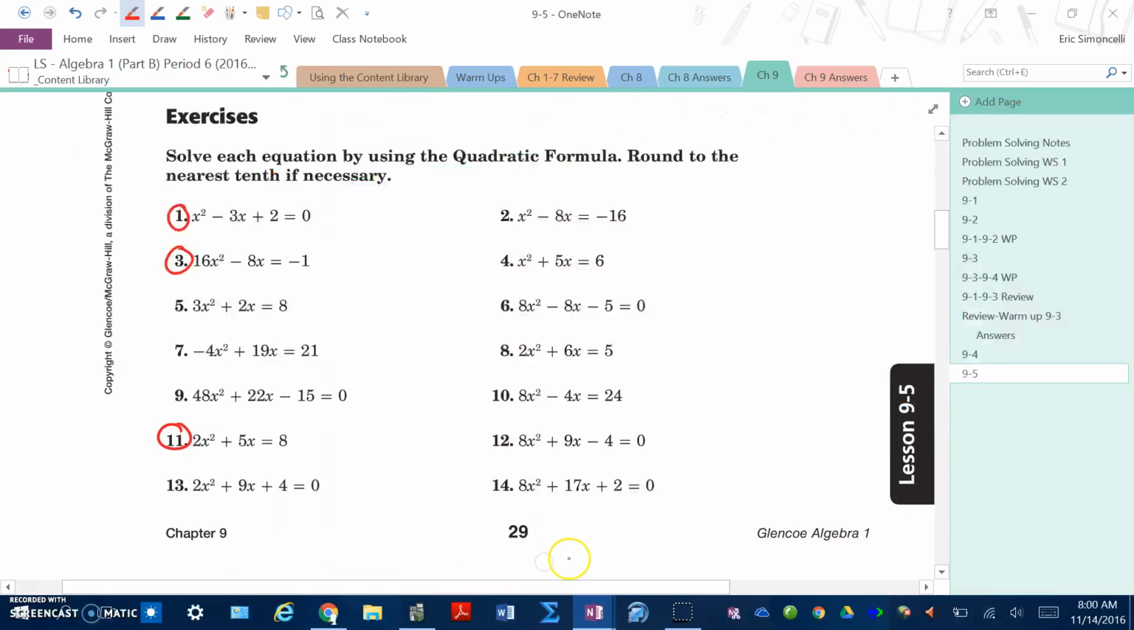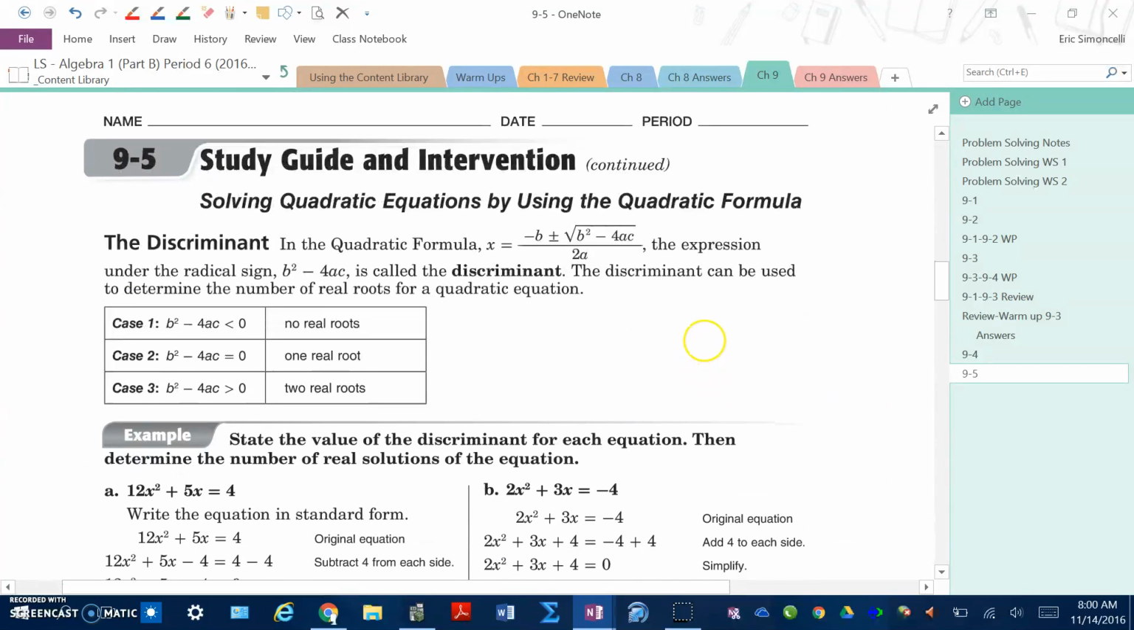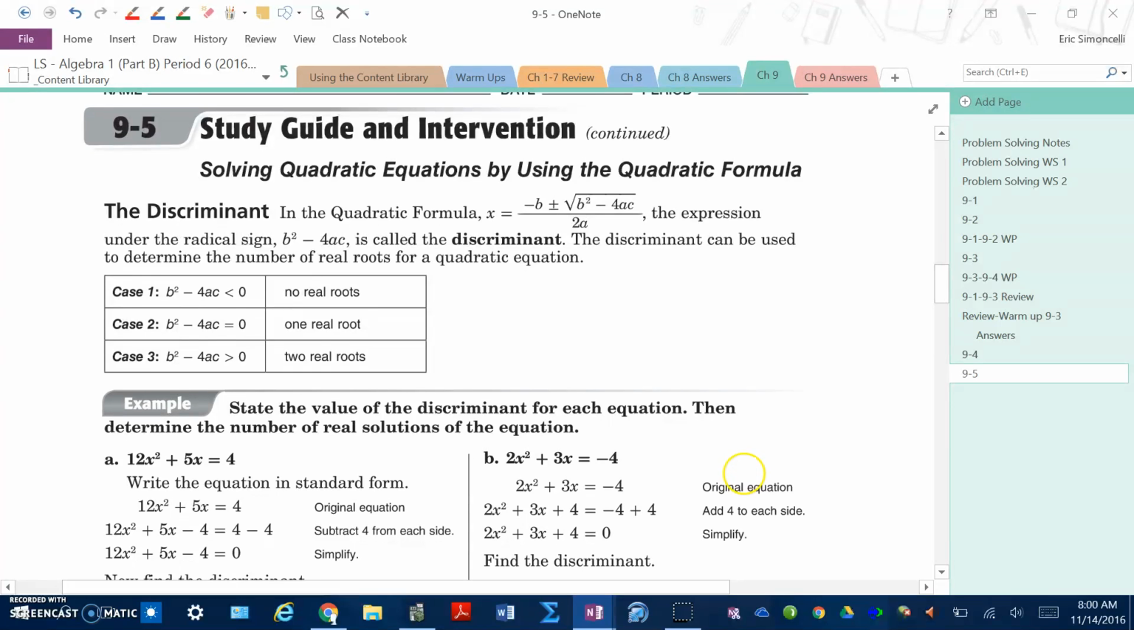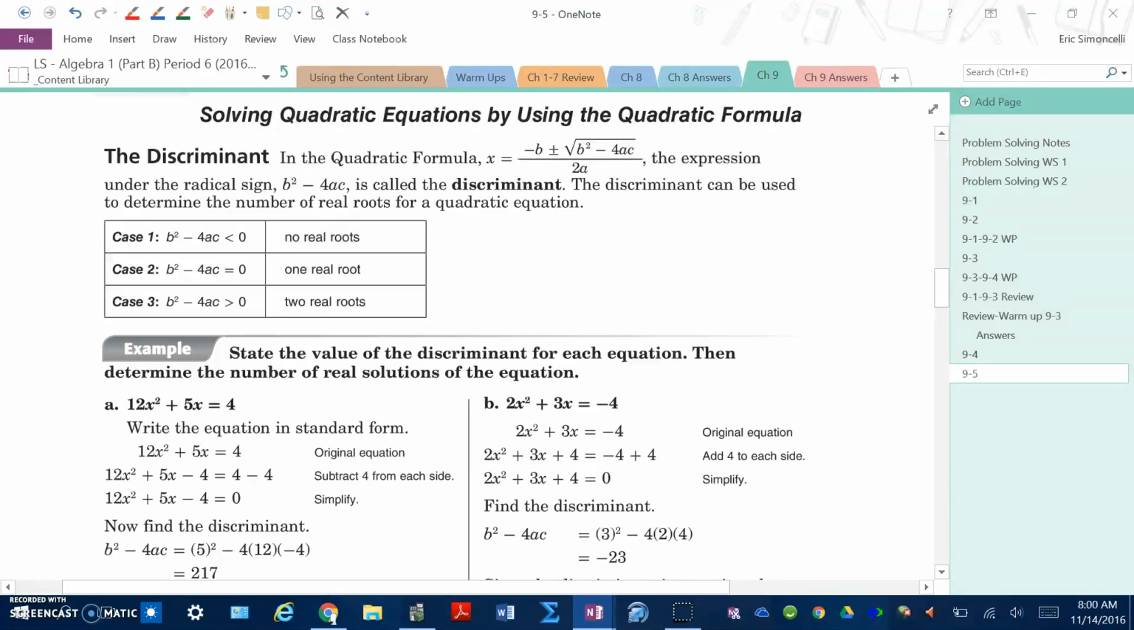We're going to go ahead and move on to the other side here. So page 30. Continuing solving quadratic equations by using the quadratic formula, but now looking at something called the discriminant. In the quadratic formula, again, we remember x equals this. The expression under the radical sign, b squared minus 4ac, is called what we see known here as the discriminant.